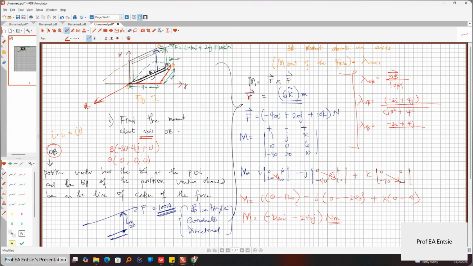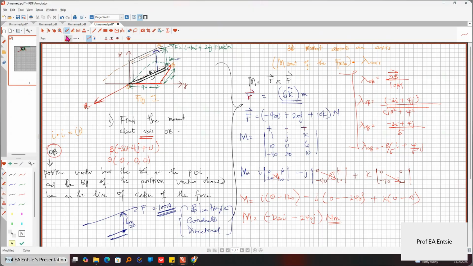9 plus 16, which is 25. Square root of 25 is 5. So now my position vector will be negative 3 over 5 I plus 4 over 5 J. So now we've gotten whatever we need.